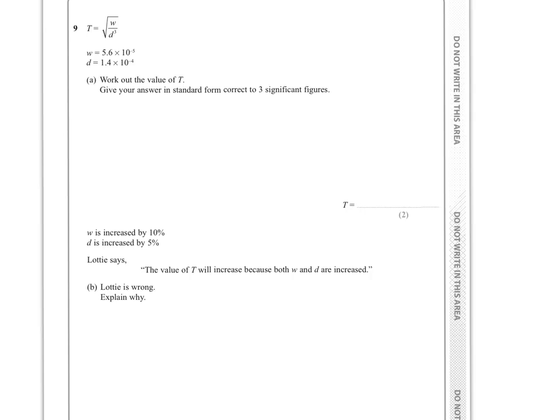Question 9. We have an expression t equals the square root of w all divided by d cubed, and we're given the values of w and d, and we've just got to substitute them in and use our calculator carefully.